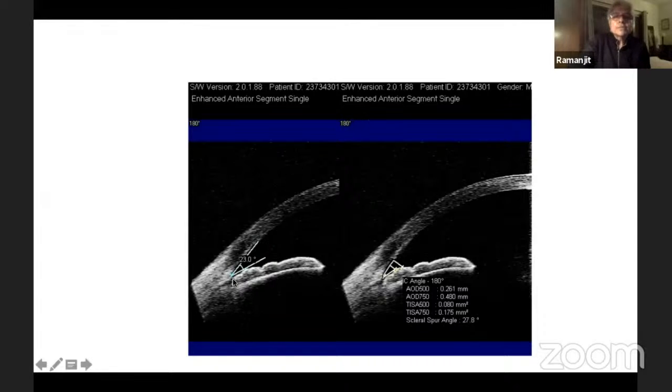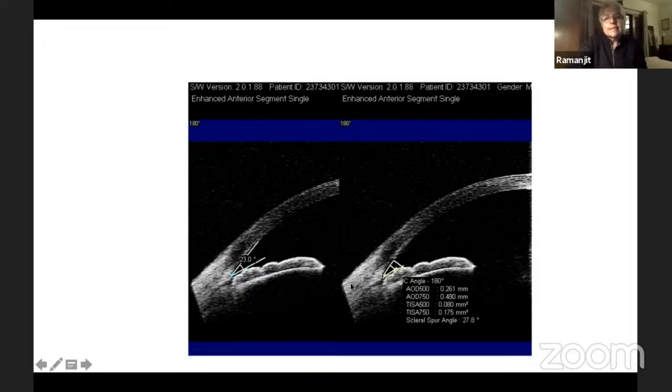We would like to get a measurement of the angle itself. This is from the scleral spur. You mark the scleral spur, and most of the anterior segments will automatically give you the angle between the most peripheral part of the cornea and the tangent drawn from the surface of the peripheral iris. You can additionally get an angle opening distance, which can be at 500 microns, at 750 microns from the scleral spur. It again gives you areas that are there in these 500 or 750 microns from the scleral spur.